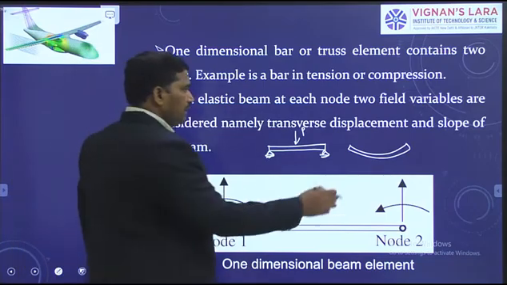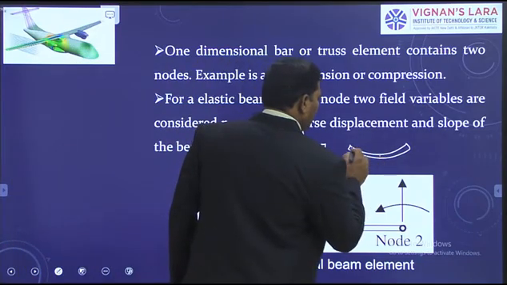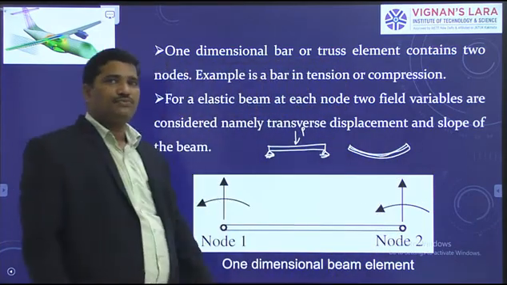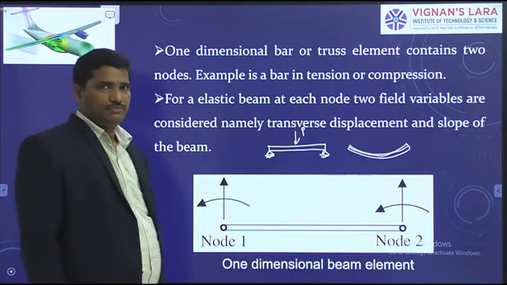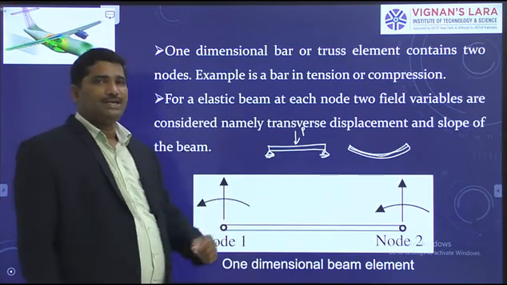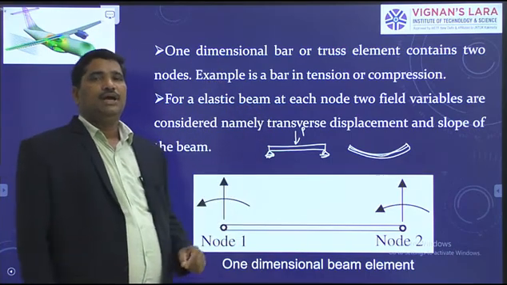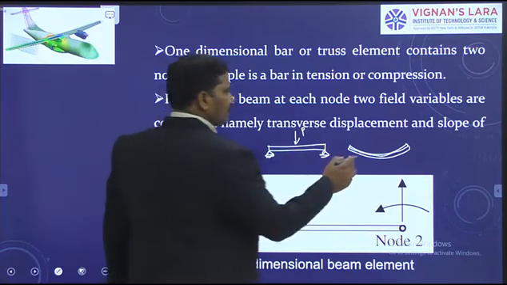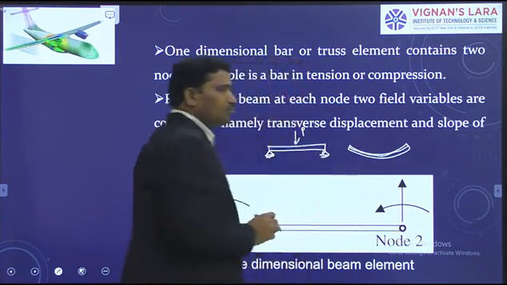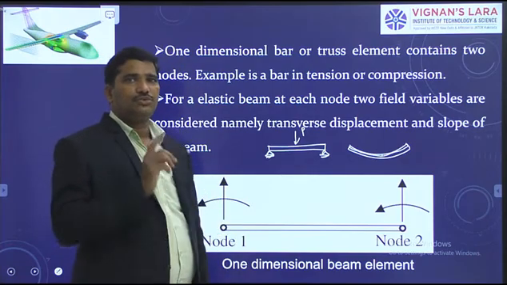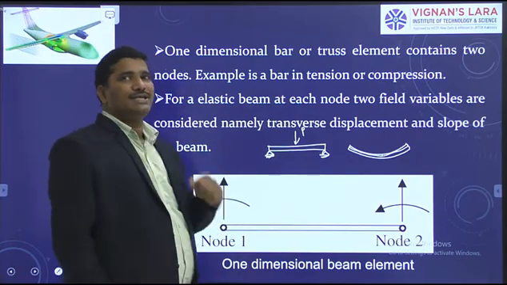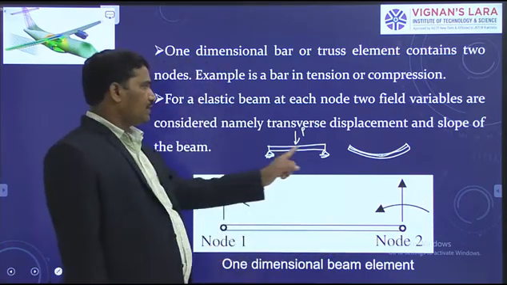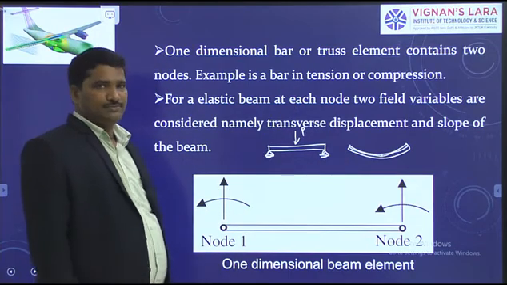So therefore, if you consider a point on the neutral axis of this beam, it consists of 2 degrees of freedom. The first degree of freedom is beam deflection, and the second degree of freedom is slope. So when you consider a point, it consists of 2 degrees of freedom. This is the reason why you can use a one-dimensional beam element for one-dimensional beam problems.